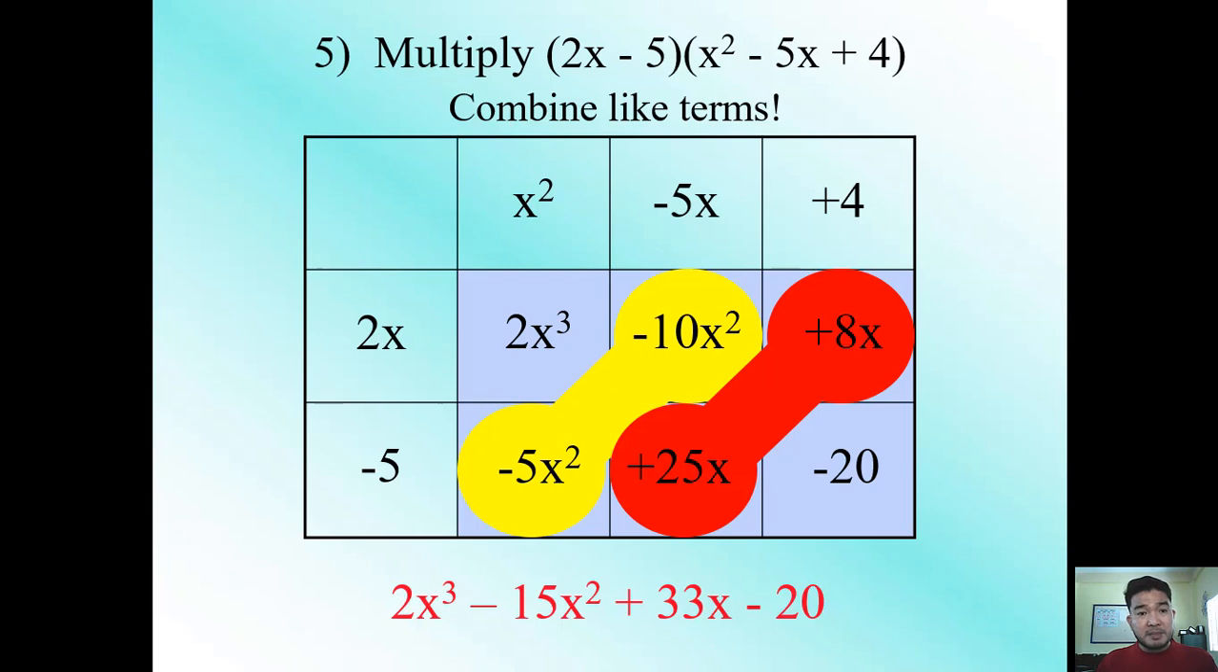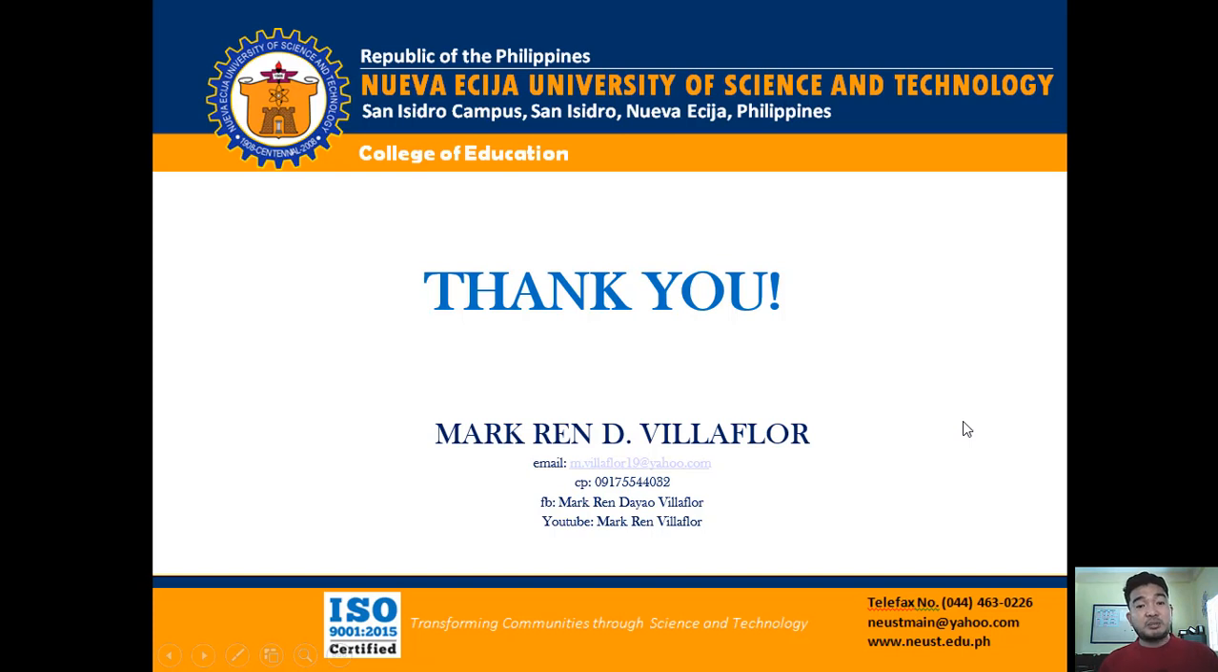But always remember that in this type of problem, FOIL method cannot be applied. Because FOIL method can only be applied if the two polynomials being multiplied are both binomials. So there you go, the multiplication of polynomials.